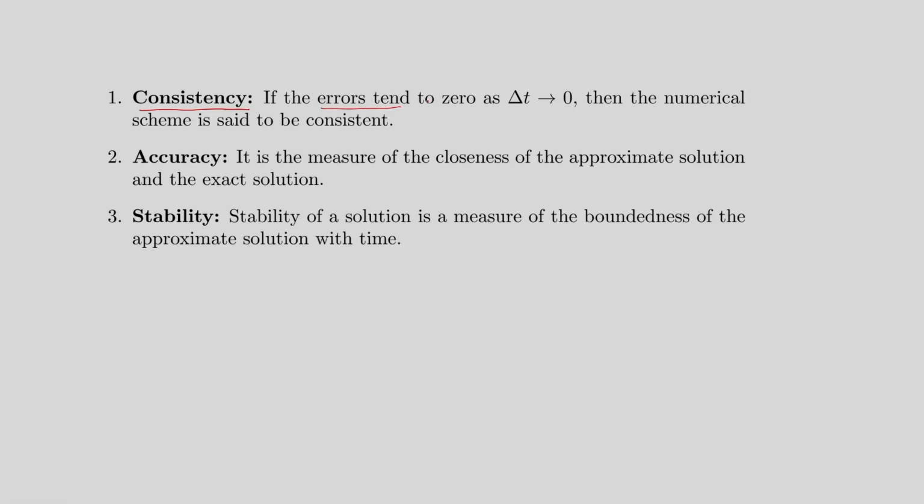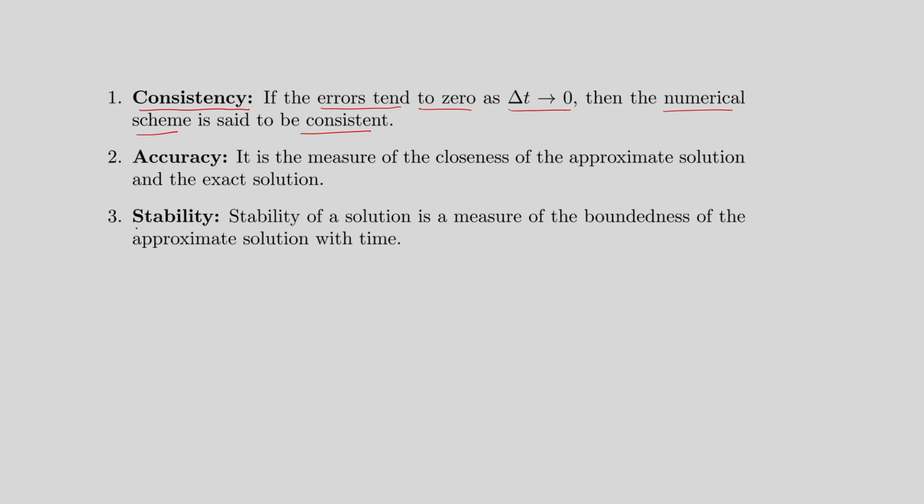That is what has been defined here. If the error tends to 0 as delta t tends to 0, then that numerical scheme is said to be consistent. So, as you choose a smaller and smaller time step, your error becomes smaller and smaller. That is what is meant by the consistency of the numerical scheme.